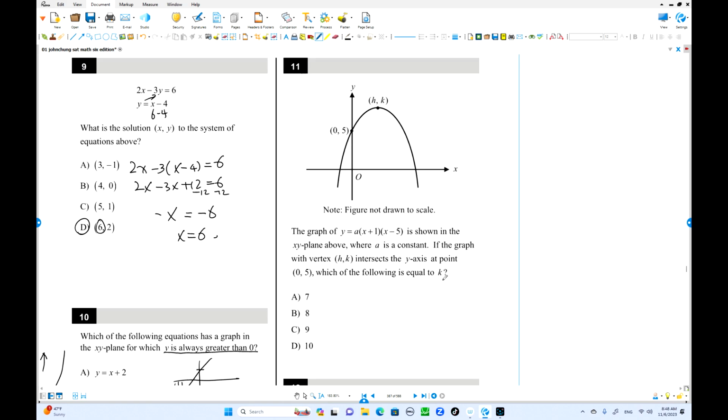All right, move on to number 11. So we have a quadratic, which is a parabola, the graph of a quadratic. Y equals, given in the factored form, maybe x plus 1 and x minus 5. But we still have a over here.